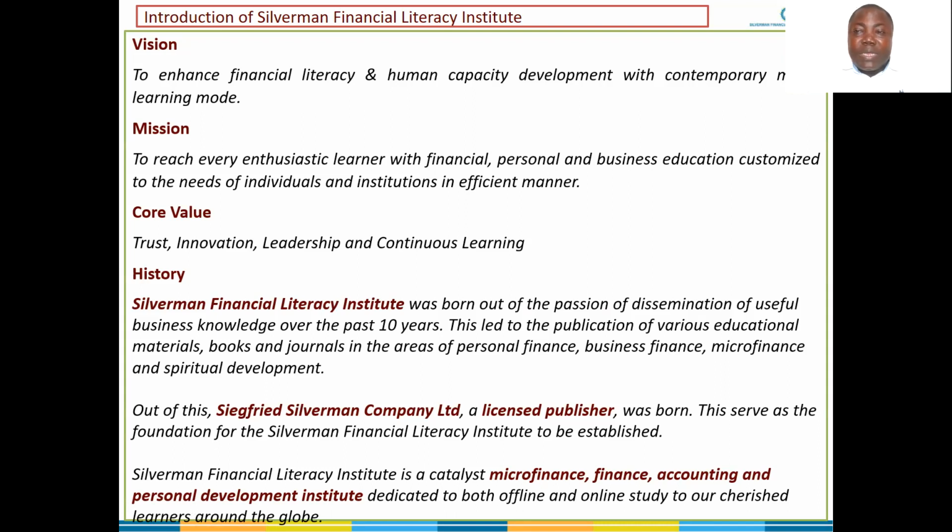So out of this, we decided to register the training institute which will support continuous learning so that people can gain more knowledge. And therefore, we focus on microfinance, finance, accounting, and personal development, either in online or offline mode. This is what we have been doing.